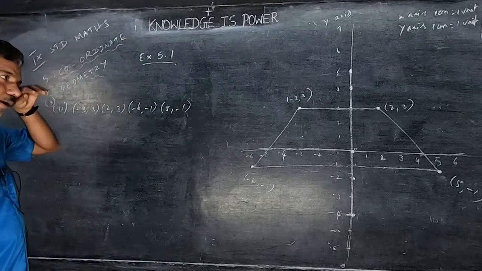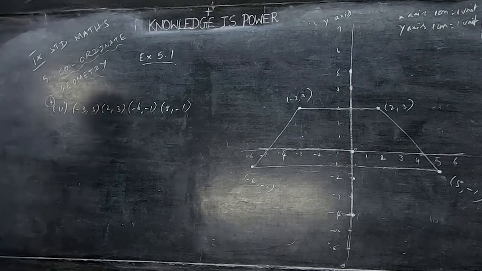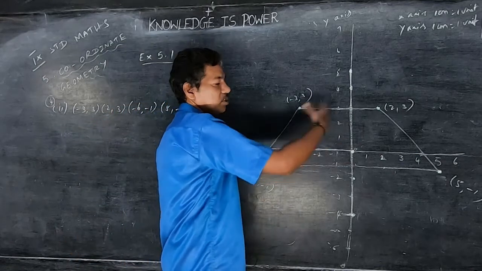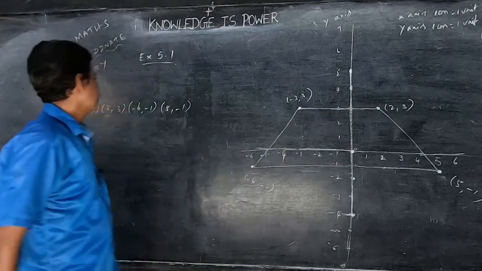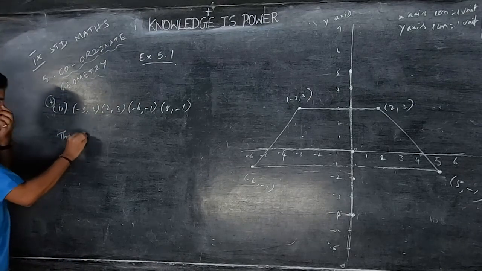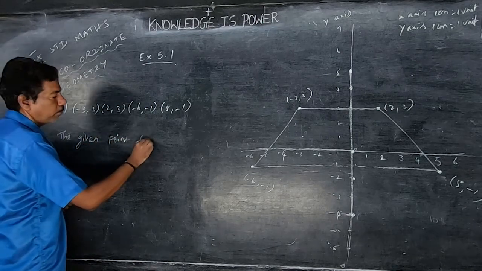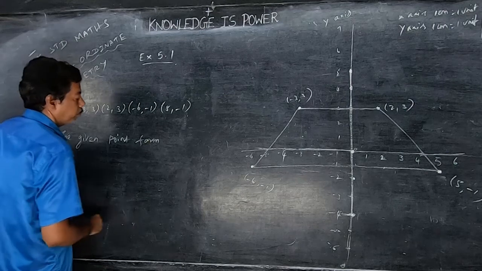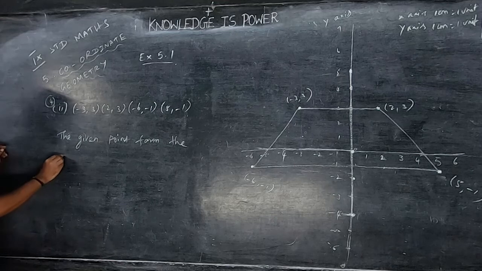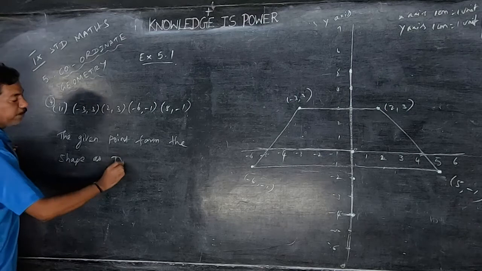The previous one we got was a square. Okay, so based on joining these 4 points, we can conclude that it is a trapezium. The 4 given points are called a trapezium. So the given points form the shape as a trapezium.